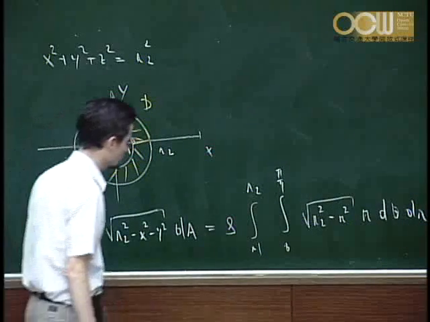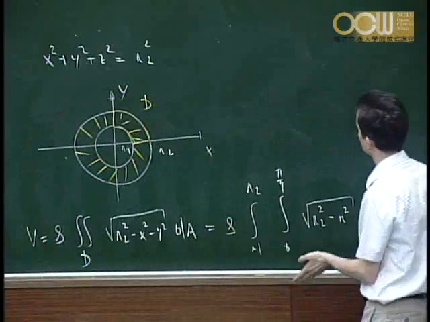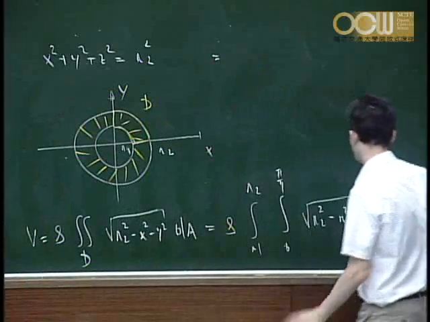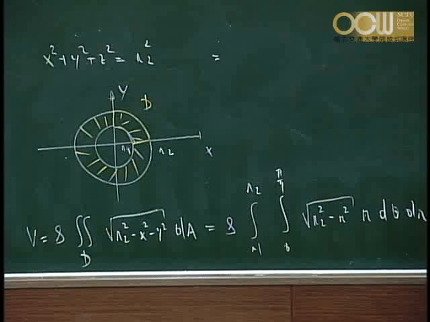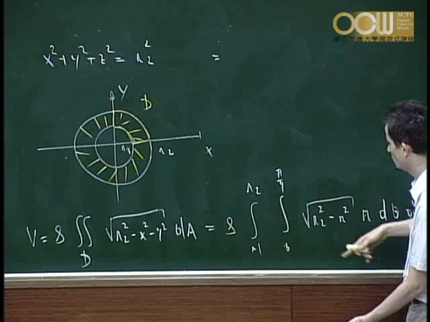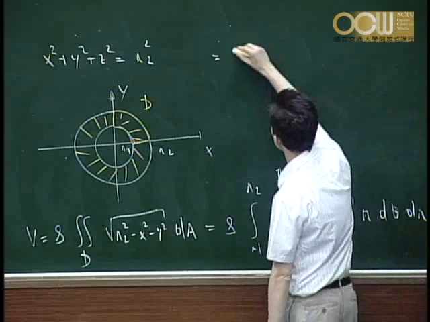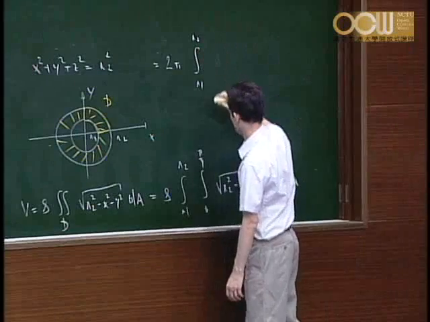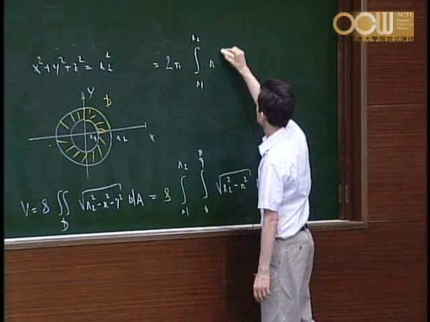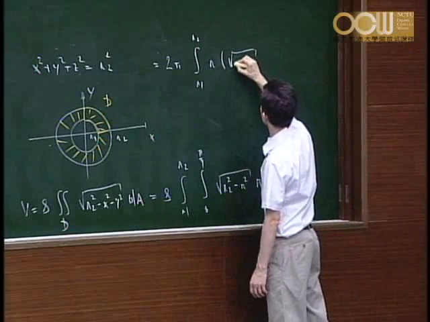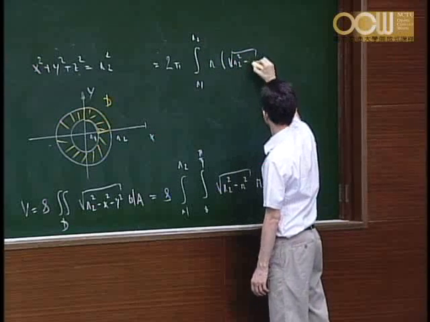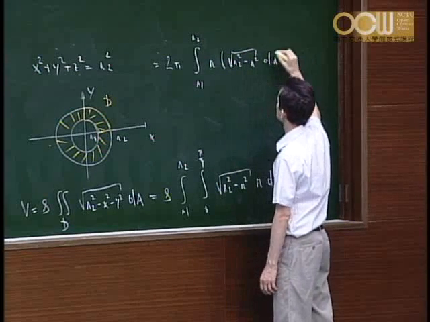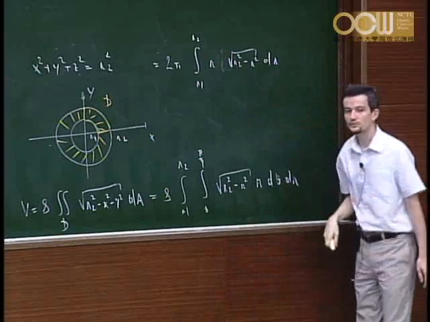Okay, and of course this again is easy to compute because you can write this as a product of two integrals. Because everything does not depend on theta, the integral over theta is pi over 4. So times 8 is 2 pi, and then we have the integral from r1 to r2 of r times the square root of R2 square minus R square dr. And this part is easy to compute.